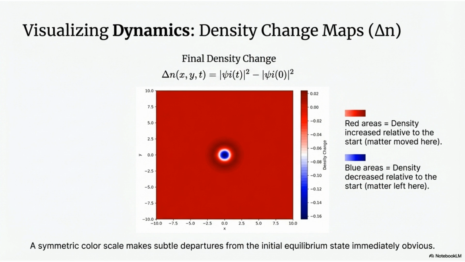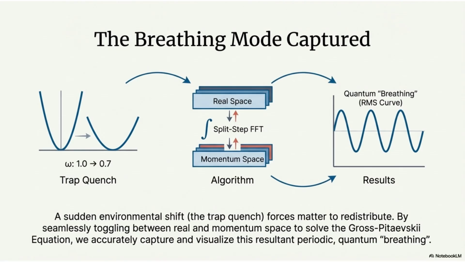The symmetric color scale makes subtle departures from the initial equilibrium state immediately obvious. Red areas indicate where density increased, and blue areas show where density decreased relative to the start. The trap quench, a sudden environmental shift, forces the matter to redistribute. By seamlessly toggling between real and momentum space to solve the Gross-Pitaevskii equation, we accurately capture the resulting periodic quantum breathing motion shown in the RMS curve.